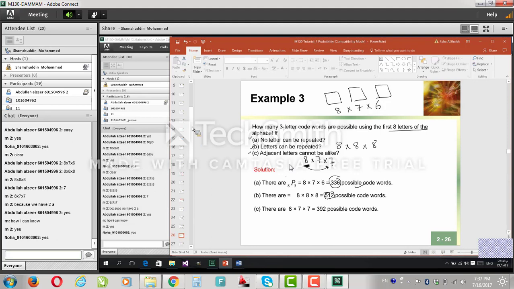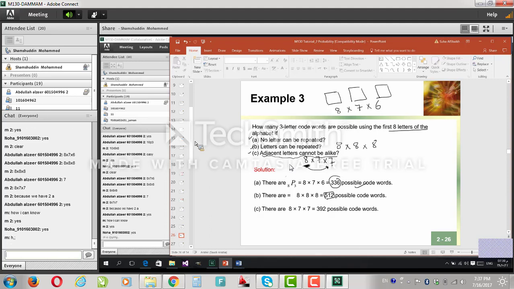You can know from the question that letters cannot be alike, the ones next to each other cannot be alike. So if you use B, you can use the others, so the options are one more in the last time. Okay.